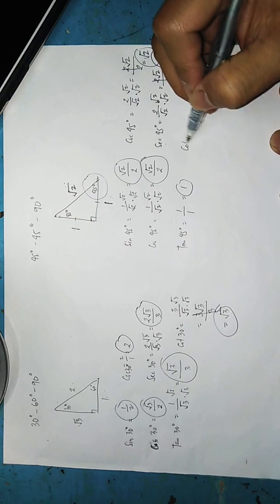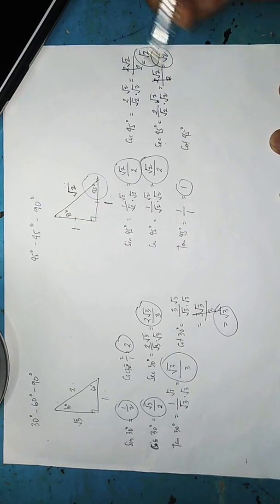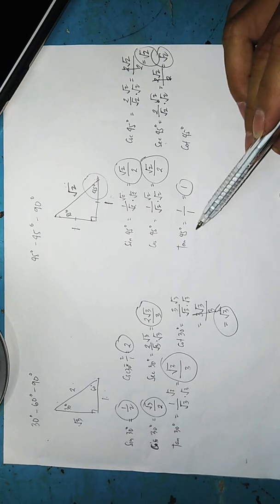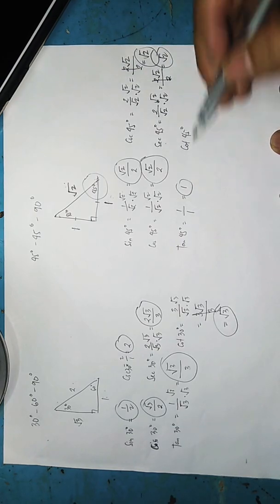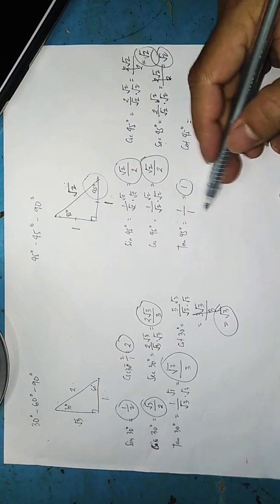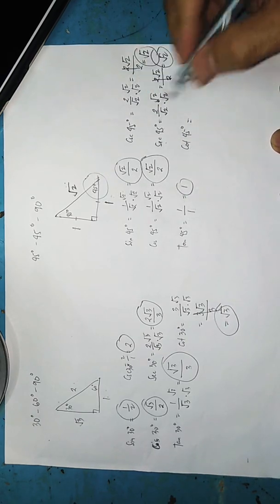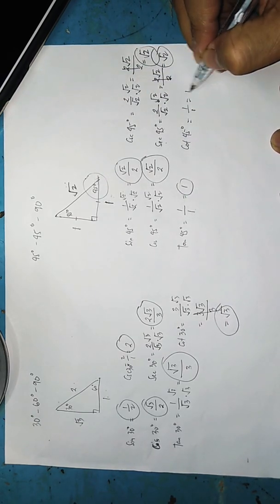Same as for cotangent 45. Ano ba ang co-function ni cotangent? Siyempre yung tangent. And ka-complement ng 45, 45. Equal sila, kaya 1 din yan. Or kahit kunin mo yung reciprocal ng 1 over 1, which is 1 over 1, that is also 1.